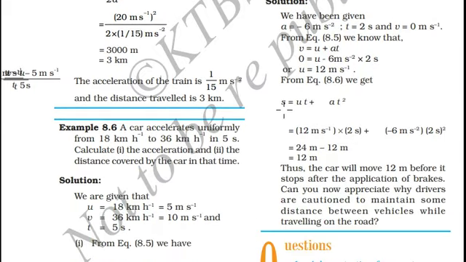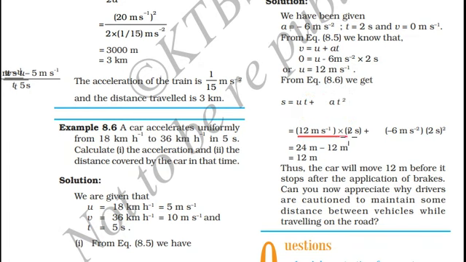So we can apply the distance formula, S is equal to ut plus half at square. So the total distance traveled is equal to the initial velocity, 12 meters per second, times the time taken, 2 seconds, plus half acceleration times time square. Acceleration is minus 6 meters per second square and the time taken is 2 seconds. 2 square is 4.